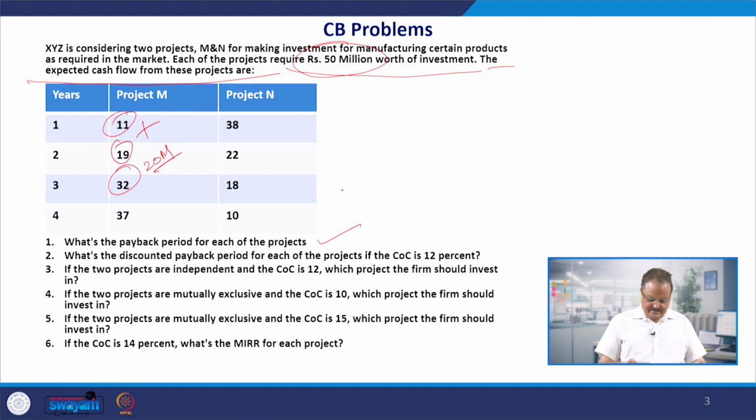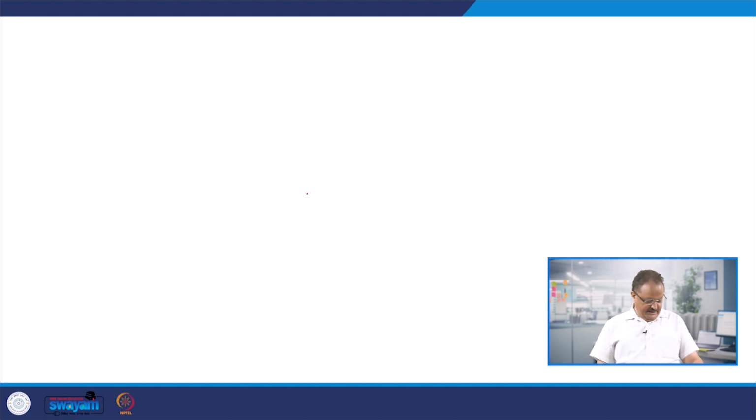So on what basis can we evaluate this? If the two projects are independent and COC is 12%, which project should the firm invest in? On the basis of the NPV, we will take a call. So we will calculate the NPV for project M as well as for project N, and then we will take the call. So first let's take the first project, and this is project M.